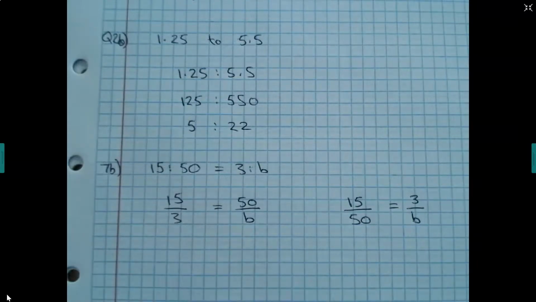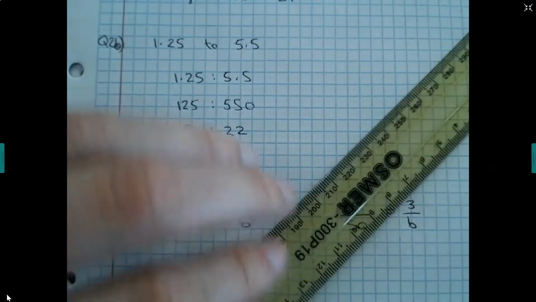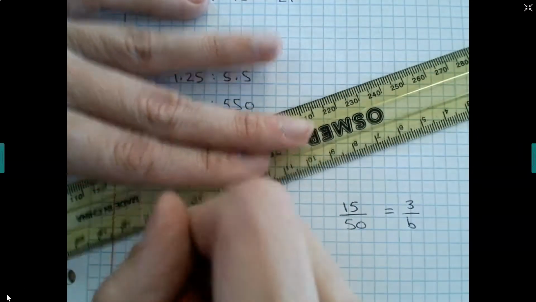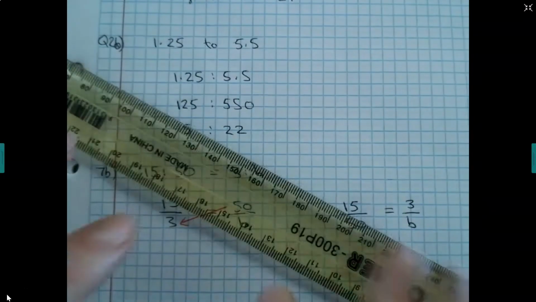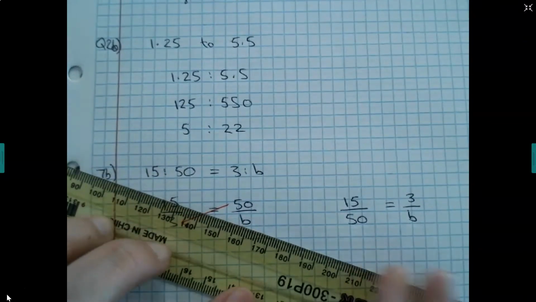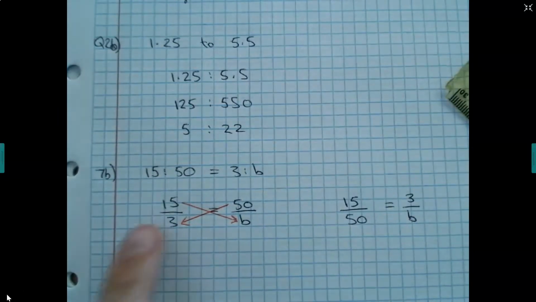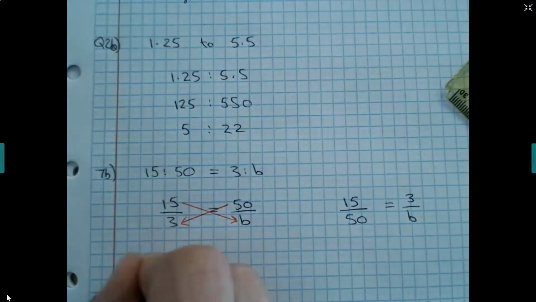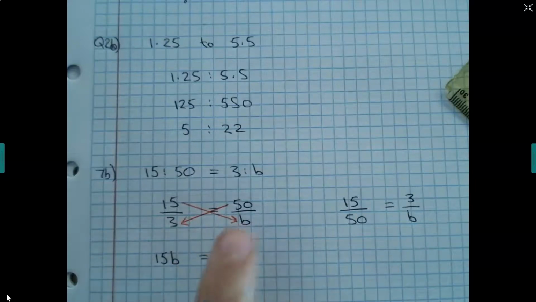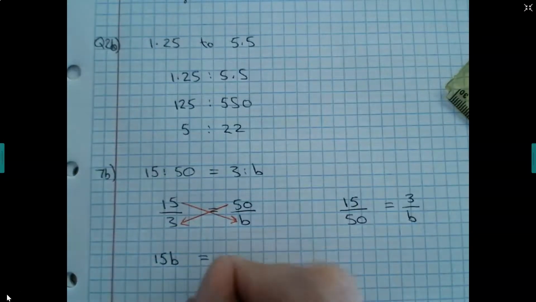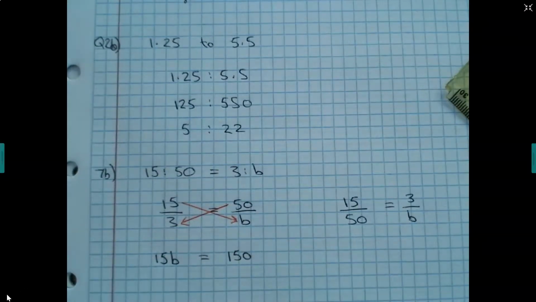So this is where yesterday we learnt a method called cross multiplication. So we can go this value multiplied by this value and this value multiplied by this value here. So this times this would give me 15b is equal to, and now I'm going to go 50 times 3 gives me 150.